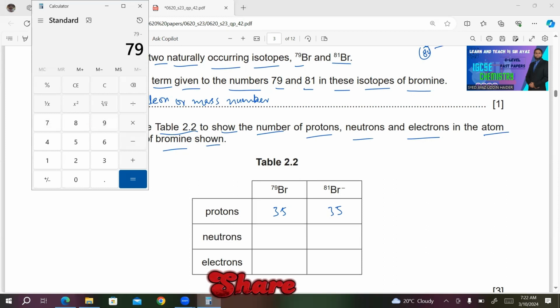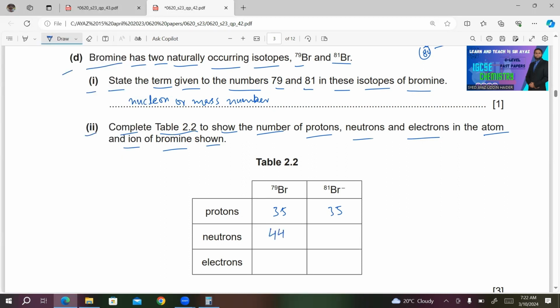79 minus 35, 44. What about the electrons? It's a neutral atom, so the electron number should be the same, 35. What about Br minus 81?